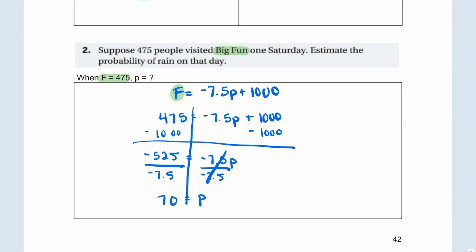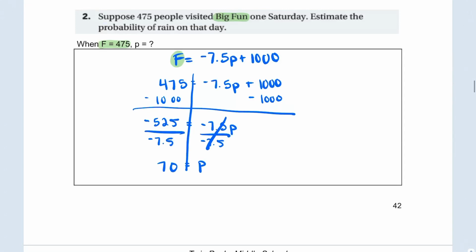So P equals 70. I need to translate that into, for the people who are probably going to be looking at our work, what does P equals 70 mean? Well, P stands for the probability of rain. So the probability of rain is 70%. And there we go.